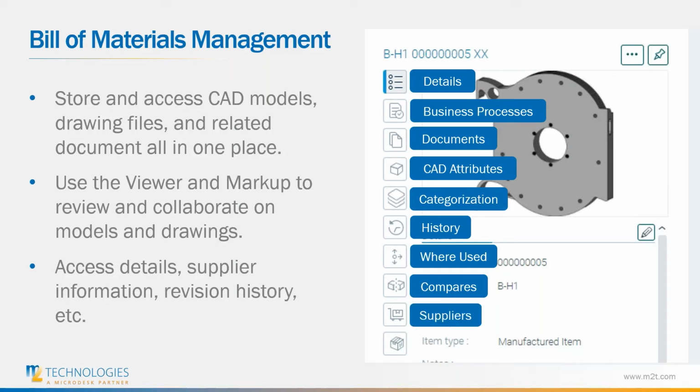Next, we have our Suppliers tab for any parts that are manufactured off-site or that are purchased items. We can maintain all of that information for the suppliers here. And lastly, we have linked items for any additional items that are linked.